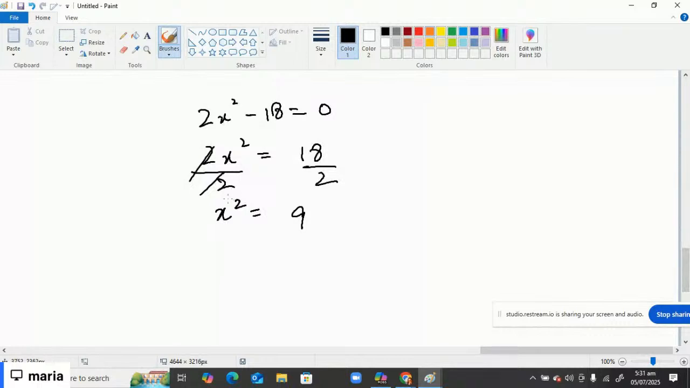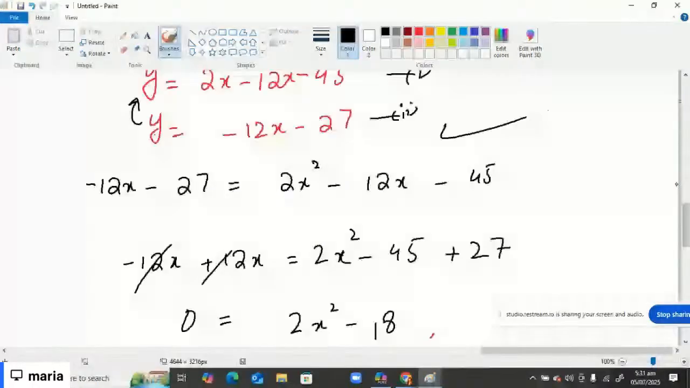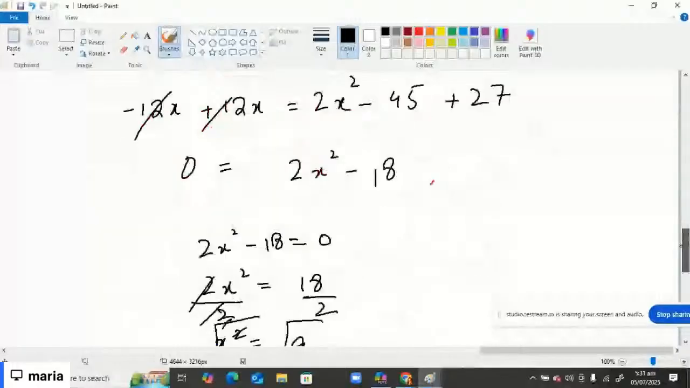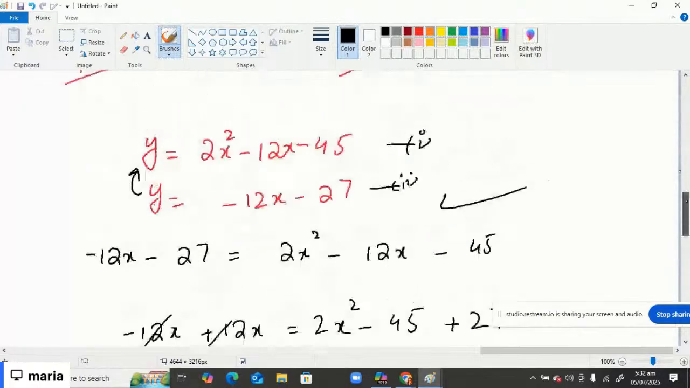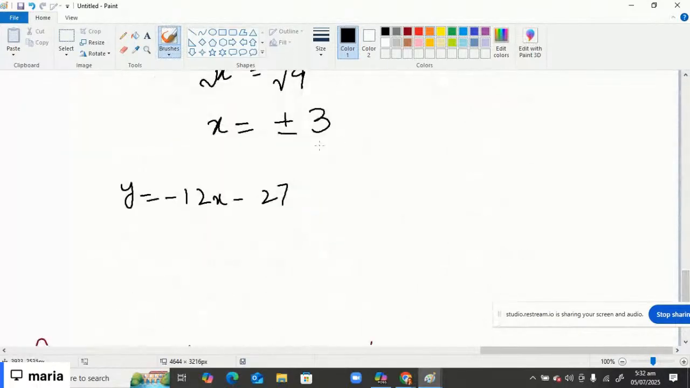Now because we're finding out the value of x, we take the square root. This should be cancelled, and here it becomes plus minus 3. Now the values of x are given. So you put this value of x in this equation and then find the values of y. Y is equals to minus 12x minus 27. So first of all, there are two values of x, that is x is equals to plus 3 and x is equals to minus 3.